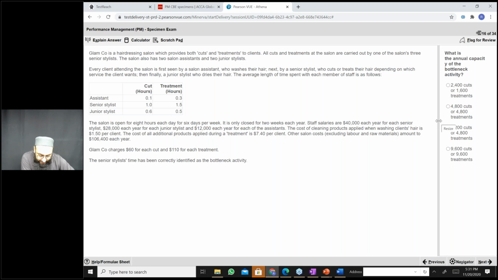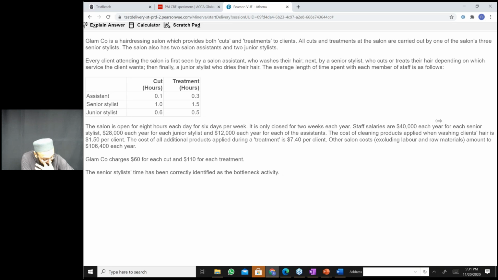Okay. This is Max. I can zoom here. Okay, so the company is considering a salon which provides both cuts and treatments. Can you tell me what services they actually provide as a final product? That is cuts and treatments. Okay, all cuts and treatments at the salon are carried out by one of the salon's three senior stylists.